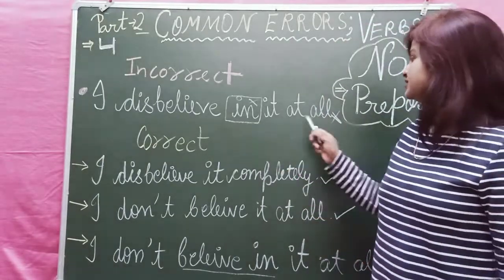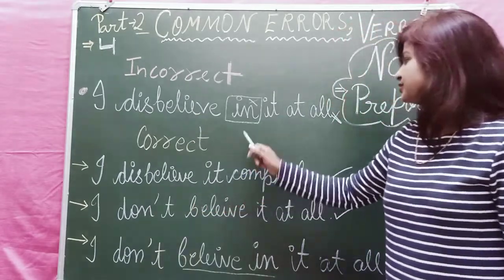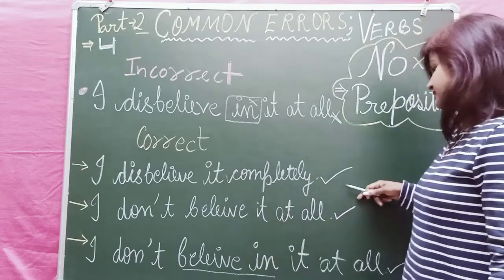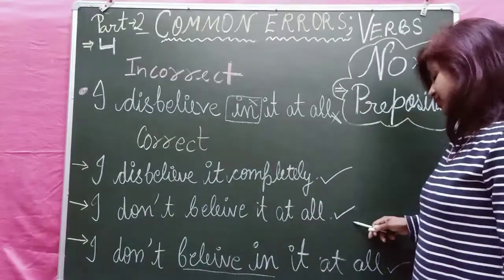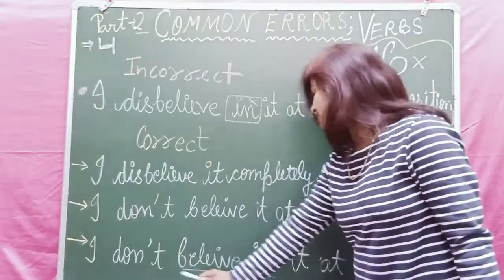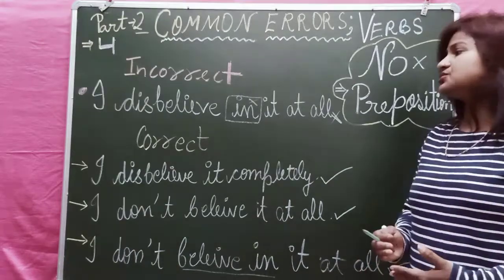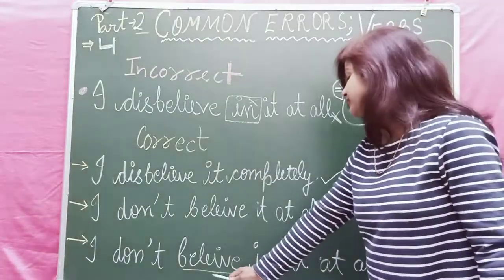This is incorrect, this is correct: I disbelieve it, with no preposition. This is the right sentence. You could also say, I don't believe it at all. And this, I don't believe in it at all, is also correct. Here is disbelieve and here is believe.